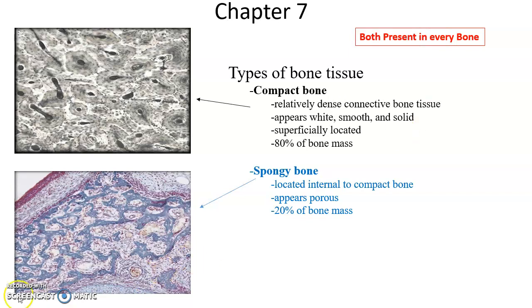And then you have the spongy bone. The spongy bone is internal bone tissue, so it is deep to the compact bone. It appears very porous with lots of spaces between the bone tissue, and it's about 20% of the bone mass. And every bone has both tissues, the compact bone on the outside, the spongy bone on the inside.